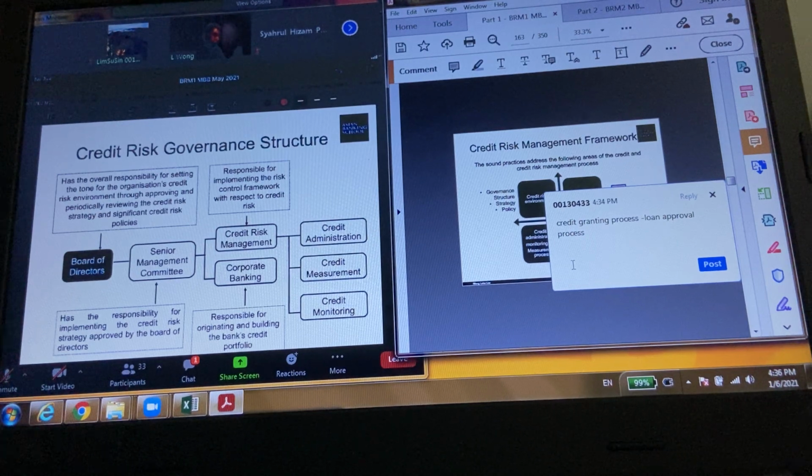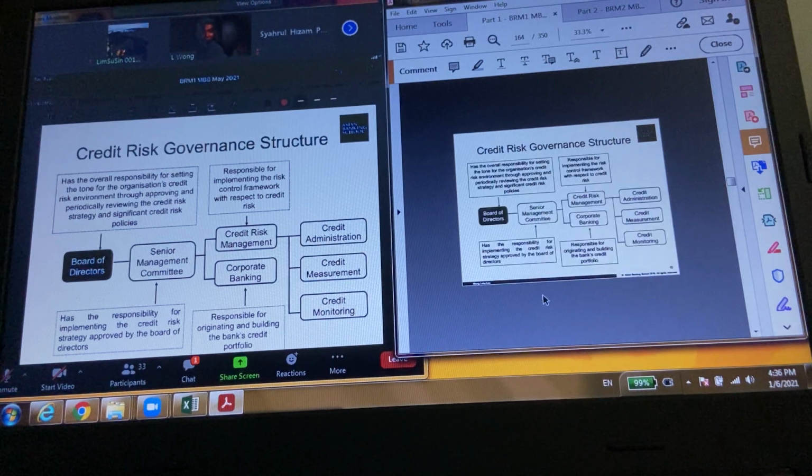Again, they talk about board of directors. What do they do? They set the policy, right? They determine how much risk the bank should take. And then they pass it to the senior management committee, which is basically also part of the board members or the senior management team to determine, right? How to implement it, including the risk management department, right?